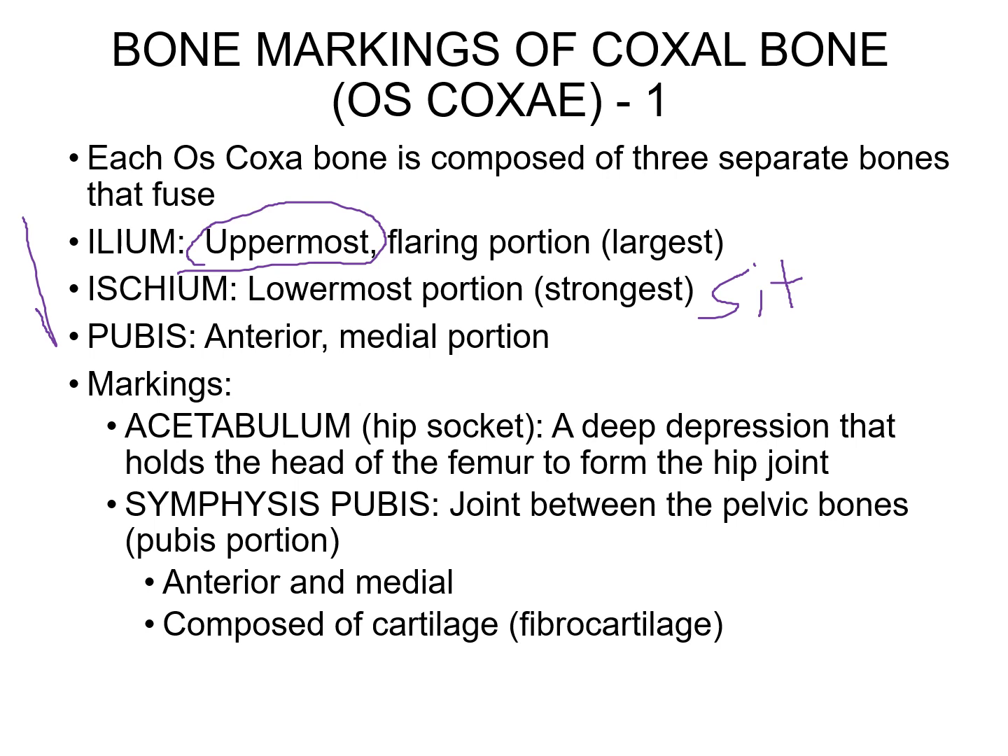So there are going to be 2 important markings that you need to know with the os coxae. Number 1 is the actual hip socket. We've talked about this before. It's called the acetabulum. This is where the head of the femur is going to fit in to actually make your hip joint. The acetabulum is a combination of all 3 of these bones fused together.